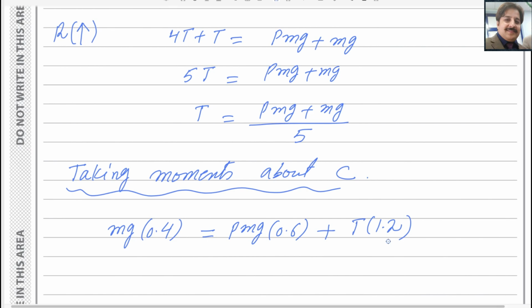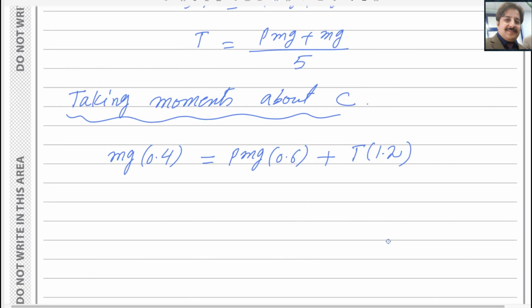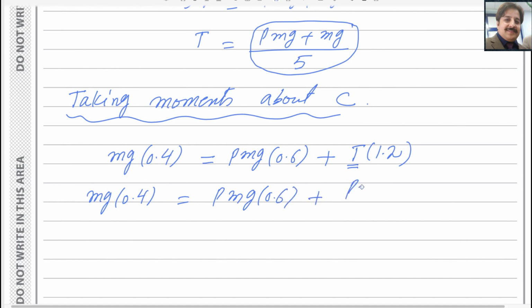That's it. Now in the next step, we will plug in the value of T, this one here, and now everything will be in terms of pmg. So we will get rid of T from here. Just plug in the value in the next step. So we get here mg times 0.4, pmg times 0.6, plus T, that is pmg plus mg, divided by 5. This is the value of T, and right here 1.2.